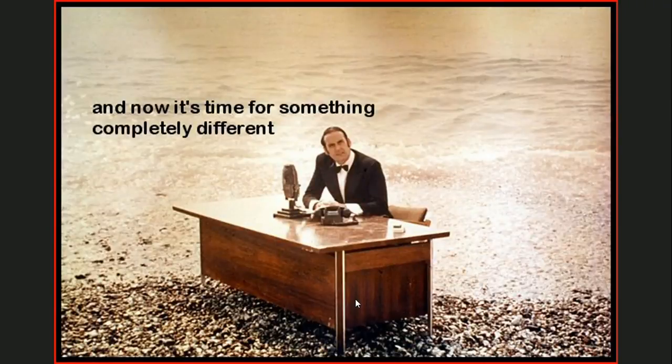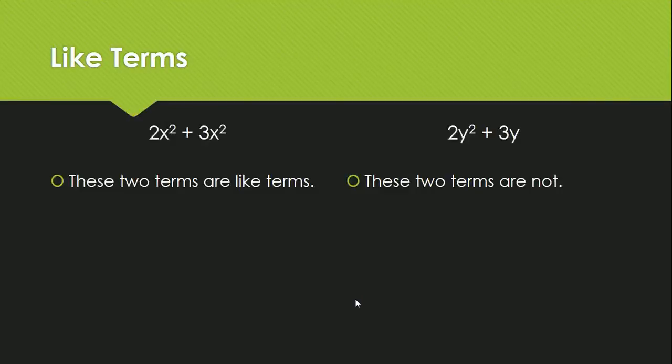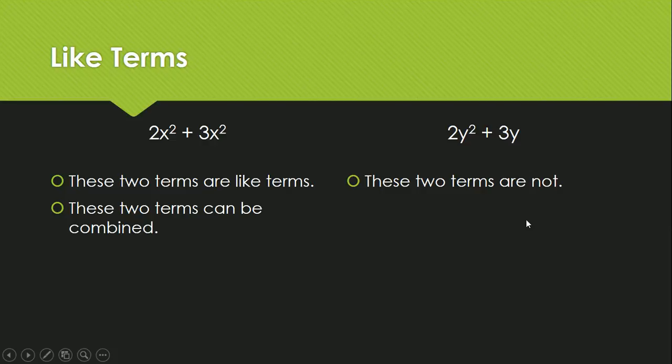Now for something completely different. Like terms, we've talked about them before. The first set we have 2x squared and 3x squared. Definitely like terms because what comes after the coefficient in both cases, they're identical. So we can add those two together. Here we have a y and we have a y, but this is a y squared. It's a different thing. These two terms cannot be added together. Okay, so when we combine those terms, we get 5x squared, and nothing happens over here.